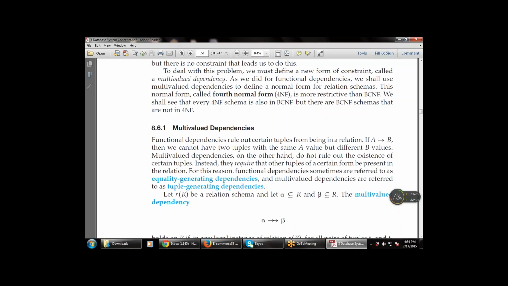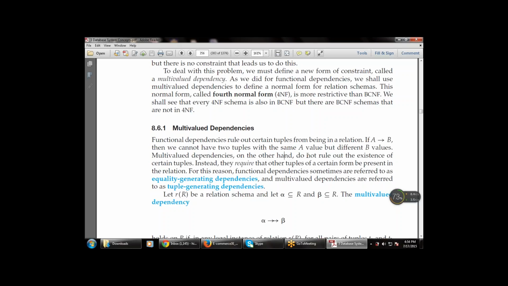For this reason, functional dependencies are sometimes referred to as equality generating dependencies, and multi-value dependencies are known as tuple generating dependencies. So one is the equality generating dependency, and the other is the tuple generating dependency.